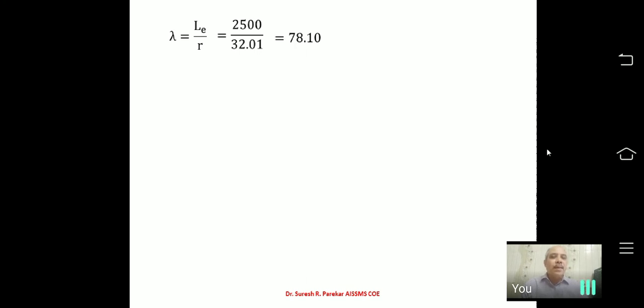So lambda, once we got 78.1, then we can find this value, that is PR. Keep in mind LE we have taken 2500, which is wrong actually. When we have both ends fixed, that should be L by 2, so that becomes 2500 upon 2, 1250. But we have kept by mistake this value as 2500, so you have to keep that in mind.